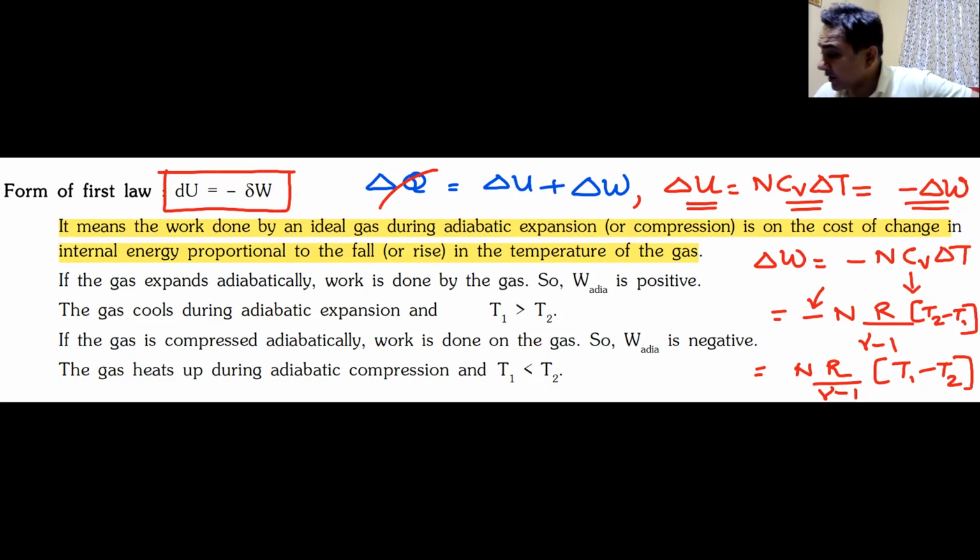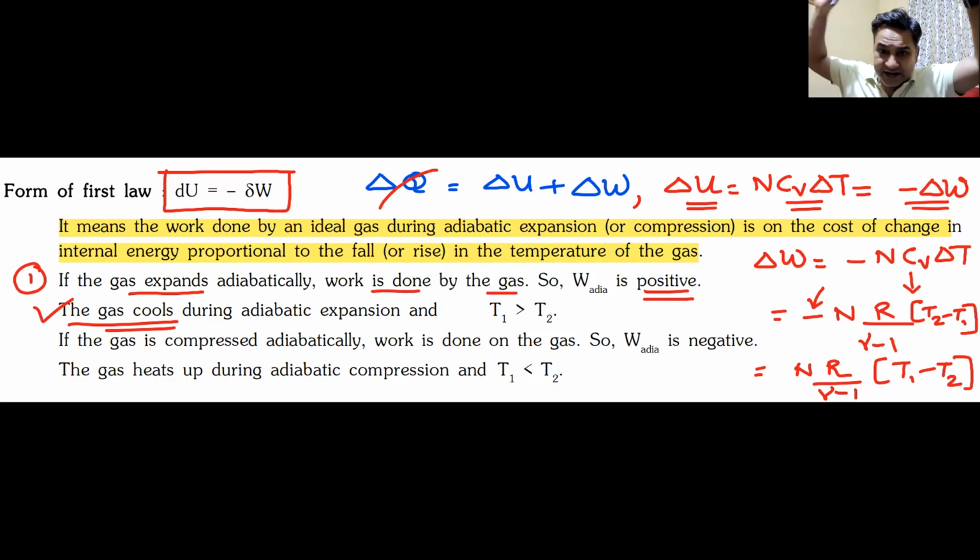Then some very important points. Point number 1: if the gas expands, work done is positive. If work done is positive, delta U is negative. That means the gas will cool down. If the gas expands adiabatically, the gas will cool down. Do we understand this?